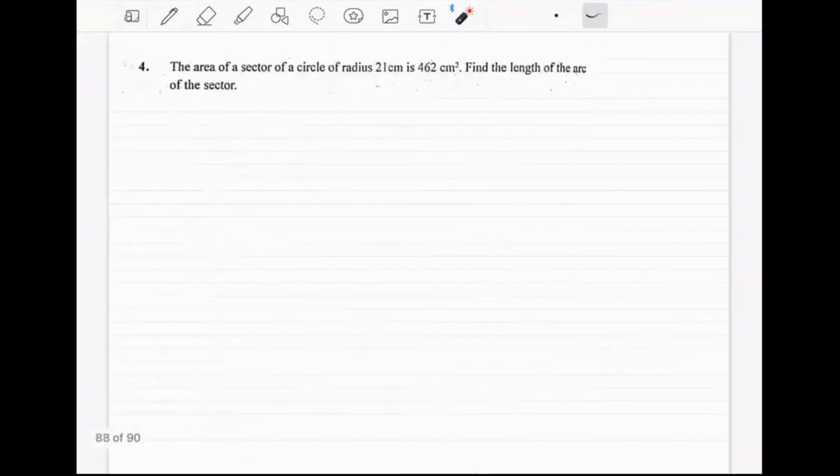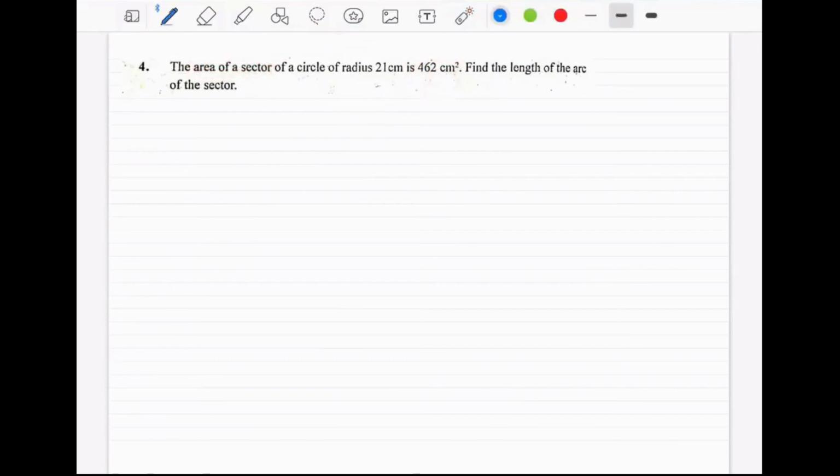Okay, then moving on to the next question. This is easier compared to the previous one because the previous one involved equations and everything else. So it says the area of a sector of a circle of radius 21 centimeter is 462 centimeter square. When the question is given like this, you have to understand which one is the area, which one is the radius. Of radius 21 centimeter, this part gives the radius. It says the area of a sector. This one is what? 462.